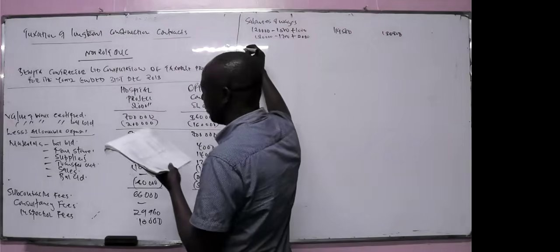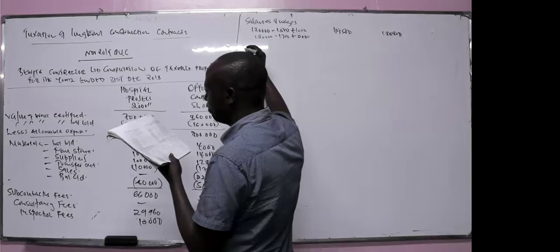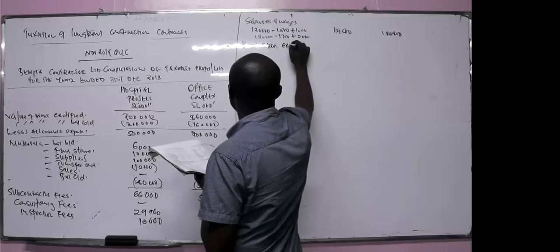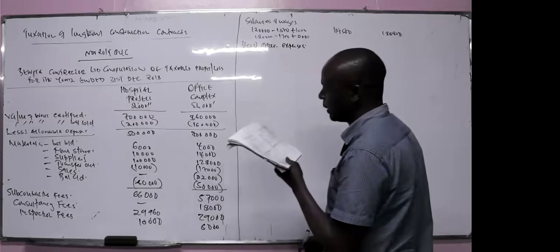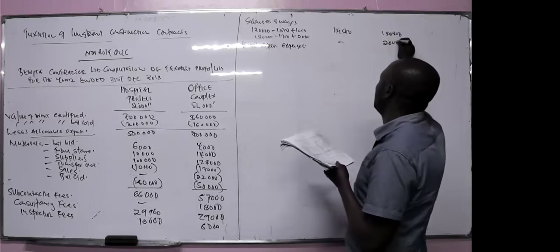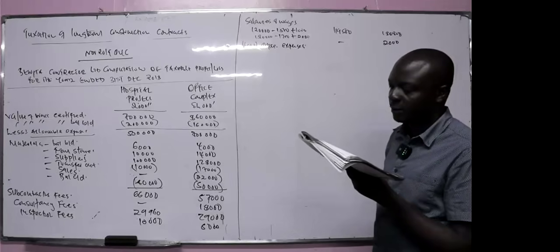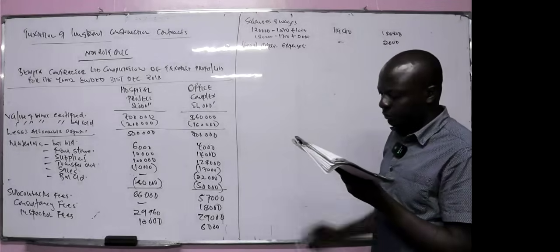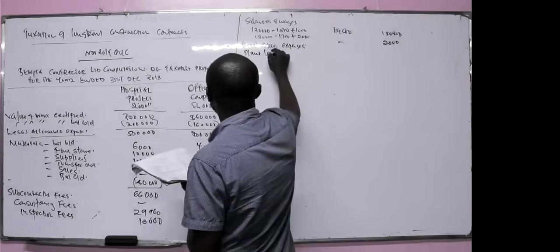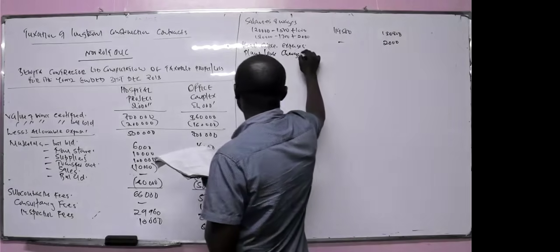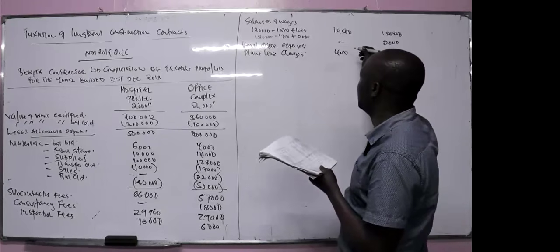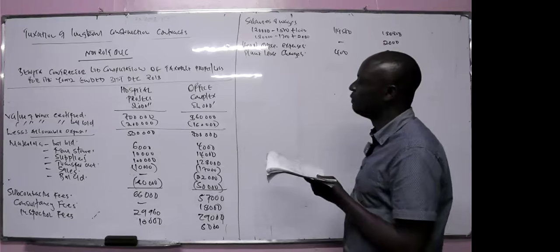And then the next item is head office expenses. So how much is head office expenses? Dash and 2,000. Then plant lease charges, isn't it? Plant lease charges, how much is it? 400. This is 500, isn't it?